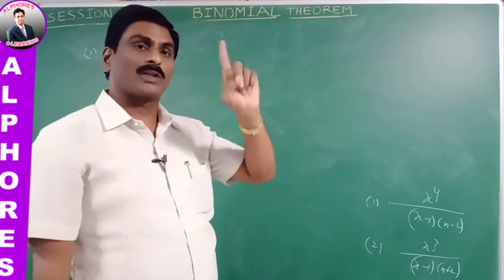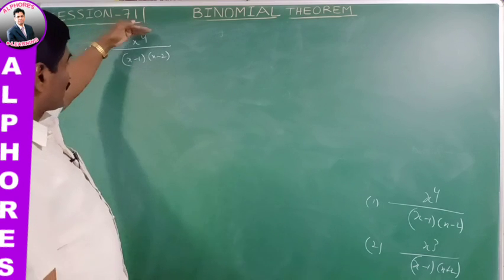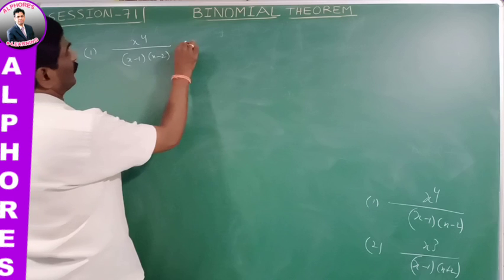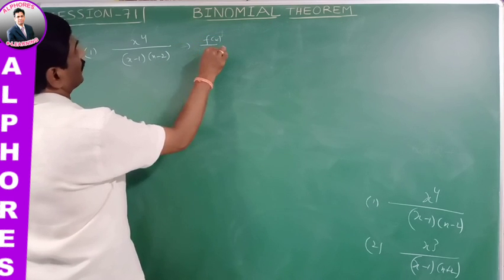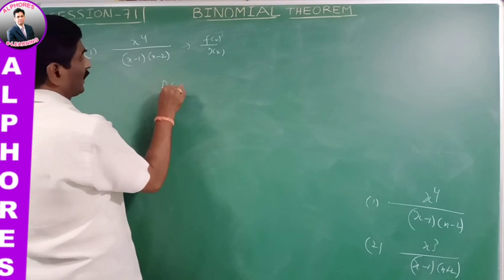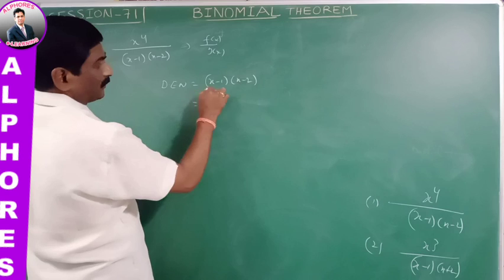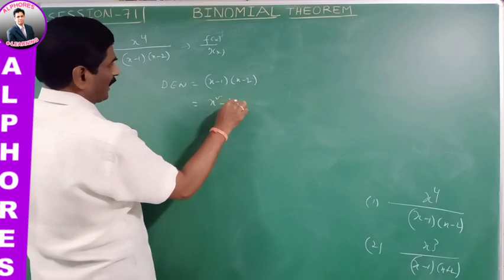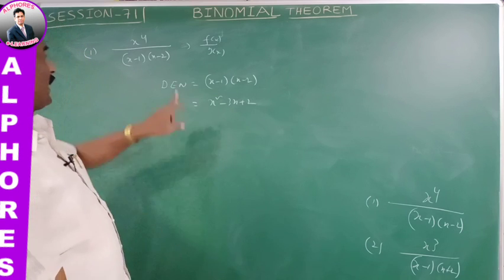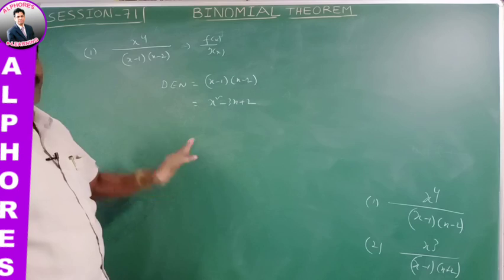In case 1 both degrees are equal; here they are not equal. In this case we divide by using the division algorithm. It is in the form of f of x by g of x. The degree of f of x is 4, the degree of g of x is 2. The denominator is x minus 1 into x minus 2, and after the distributive property, we get x square minus 3x plus 2. Now we divide x power 4 by x square minus 3x plus 2 to get the quotient and remainder.